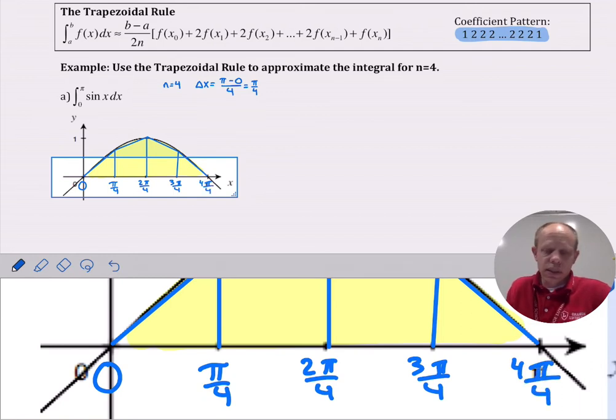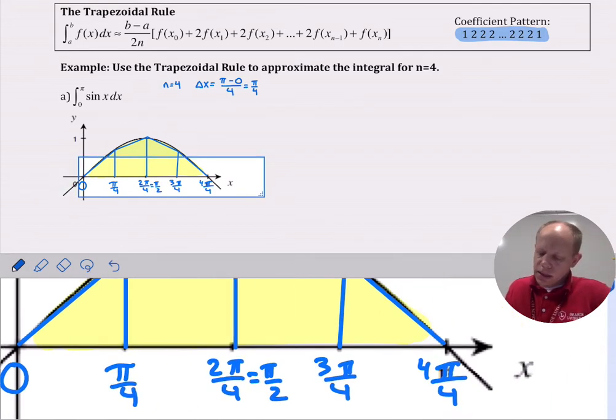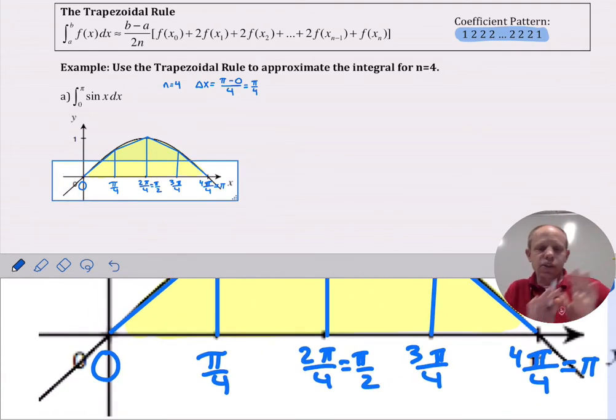Now some of these do simplify, and so if you want to simplify it, you can. This would just become pi over 2, and then the last one, of course, is just pi. Okay, so that's going to tell us where all of those x values are.